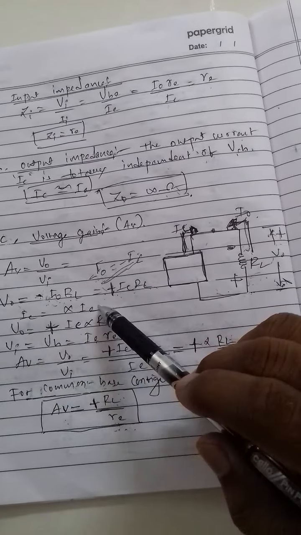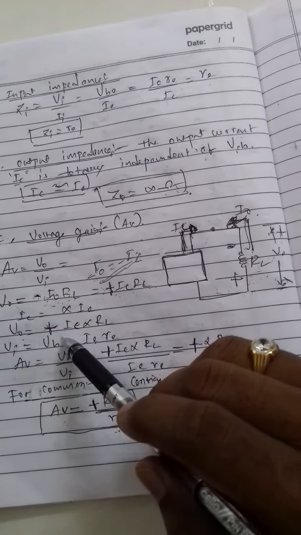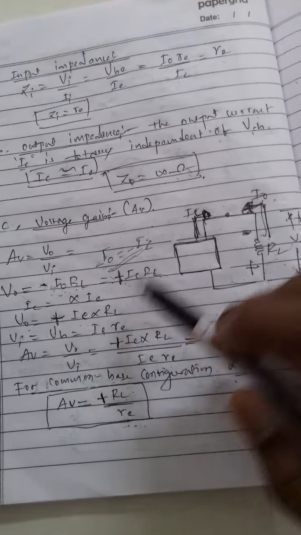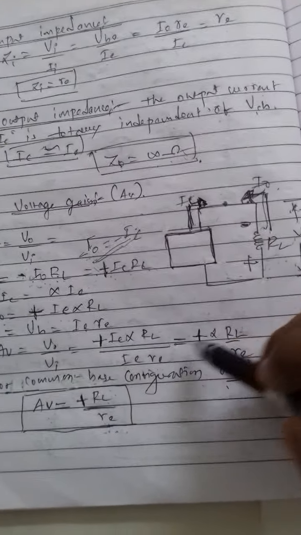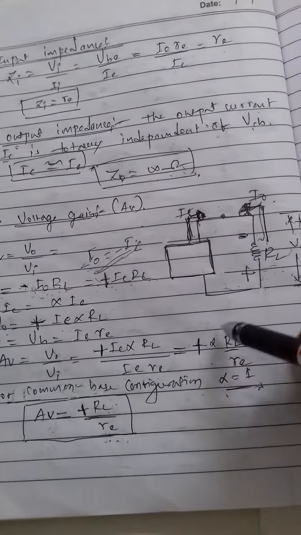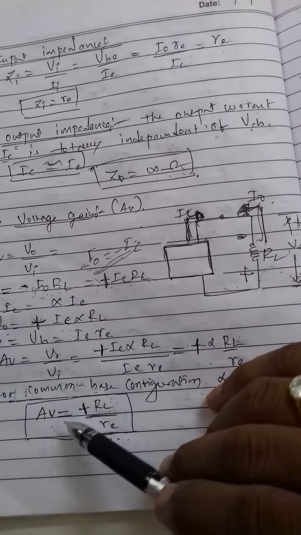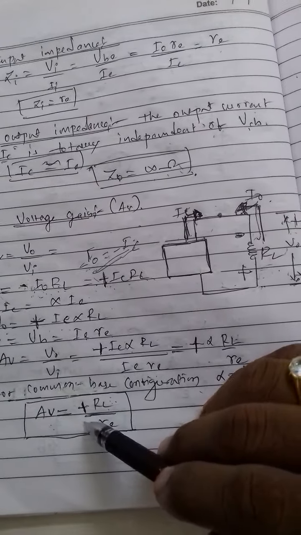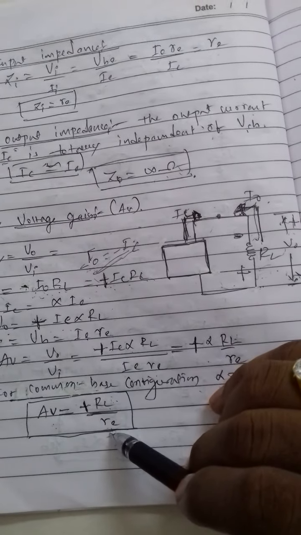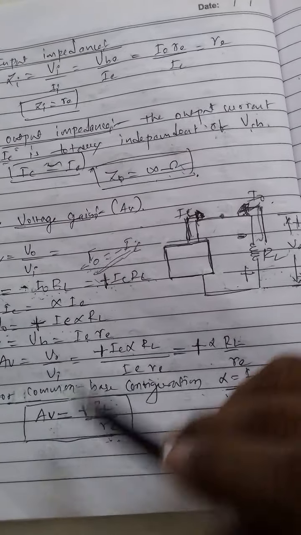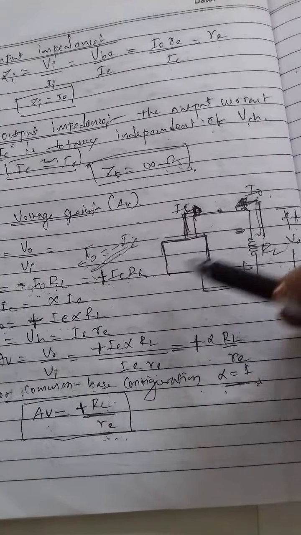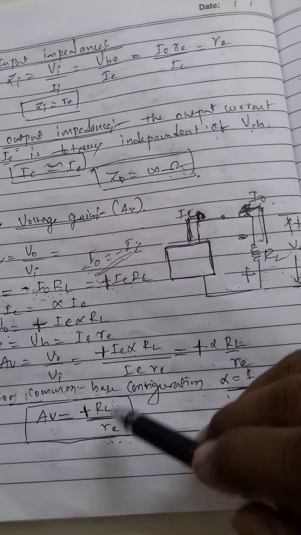IC is equal to alpha I. So the output voltage is equal to plus I alpha RL, and the input voltage is I RE. The voltage gain for the common base configuration is the load resistance upon the emitter resistance, RL upon RE. This is the equation for the voltage gain for the common base configuration. Okay, it is positive.